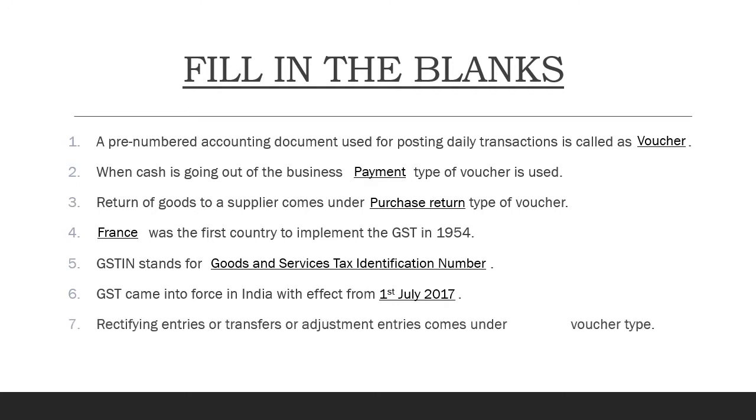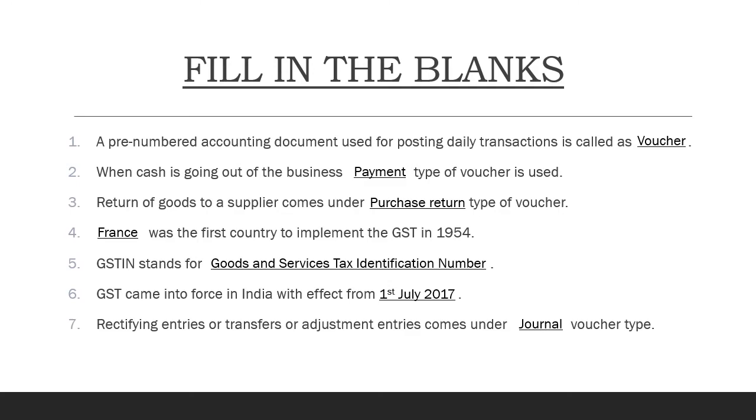Rectifying entries or transfers or adjustment entries come under dash voucher type. Whenever there is some adjustment we want to do in the vouchers or entries, or errors we want to rectify, or anything to transfer, those entries come under which type of voucher? Journal voucher. So the answer is journal voucher type.